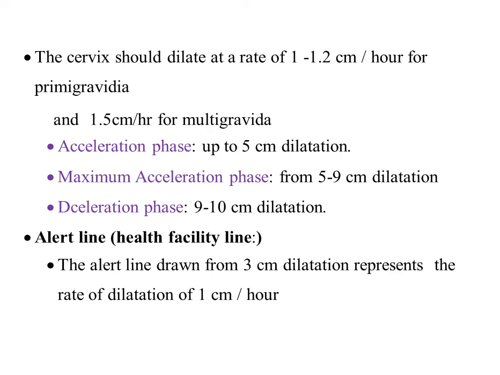The cervix should dilate at a rate of 1 to 2 cm per hour for primigravida and 1.5 cm for multigravida. Acceleration phase is up to 5 cm dilation. Maximum acceleration phase is from 5 to 9 cm dilation. Deceleration phase is 9 to 10 cm dilation. Alert line: the alert line drawn from 3 cm dilation represents the rate of dilation of 1 cm per hour.